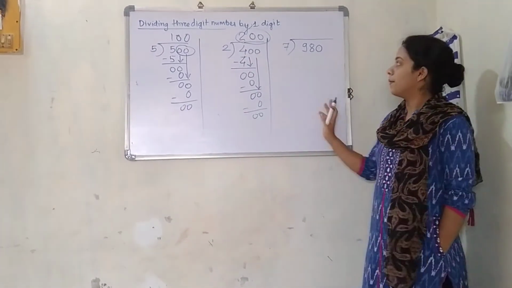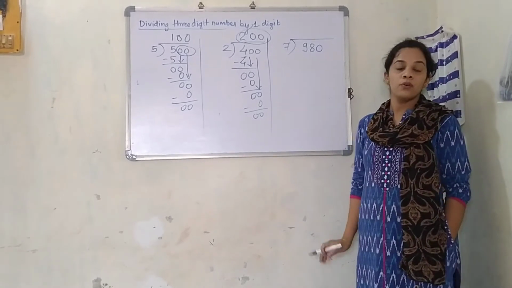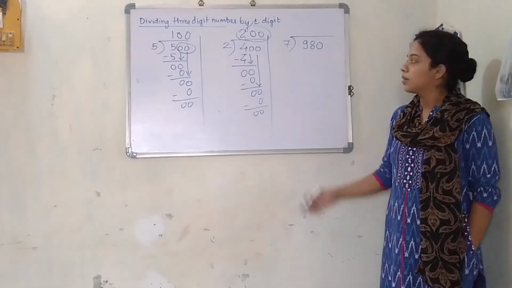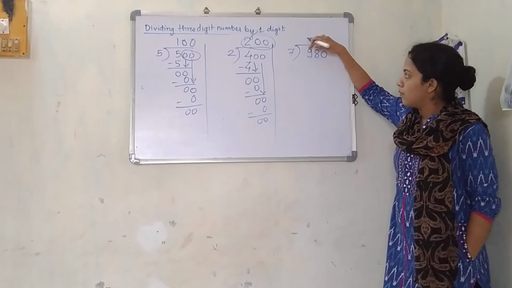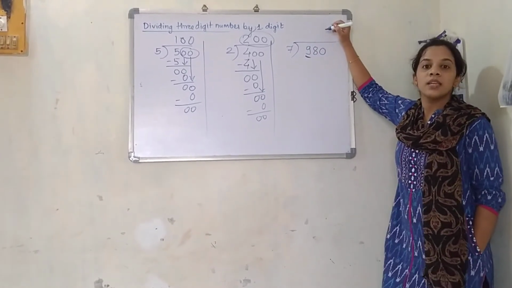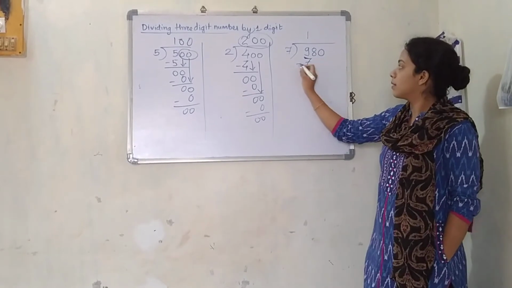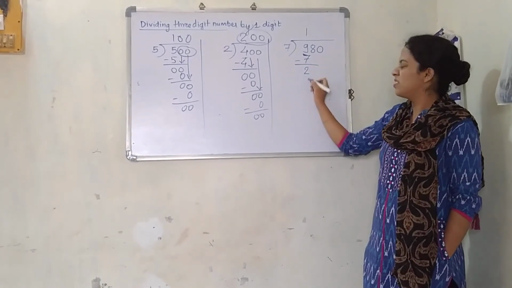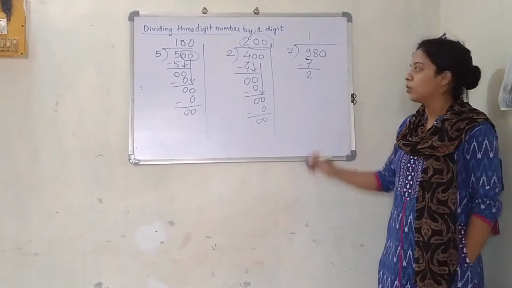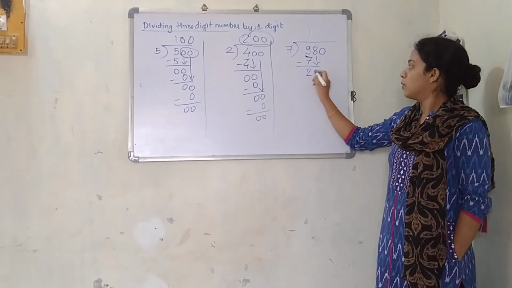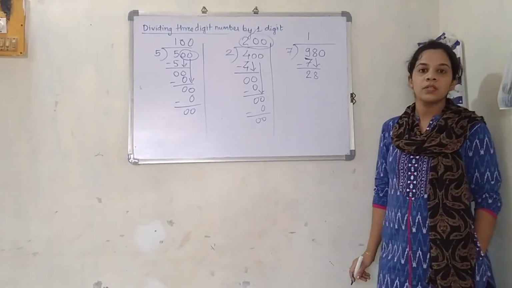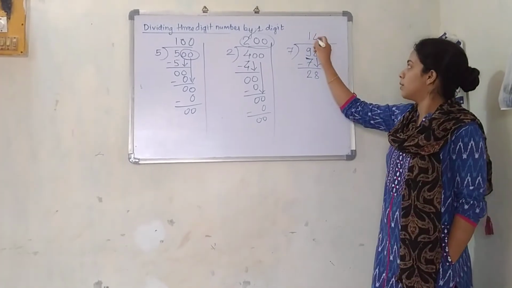Okay. Now over here, you are going to divide 980 by 7. 7 how much are? We are going to focus on this first number. 7 ones are 7. What is remaining? 2 is remaining. 9 minus 7 is 2. This 8 will come down. 28 is the number. So 7 how much are 28? 7 fours are 28.